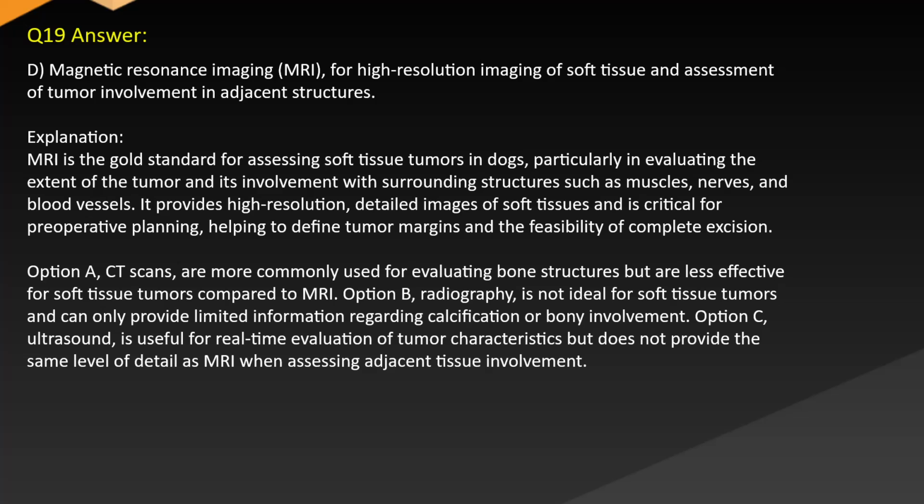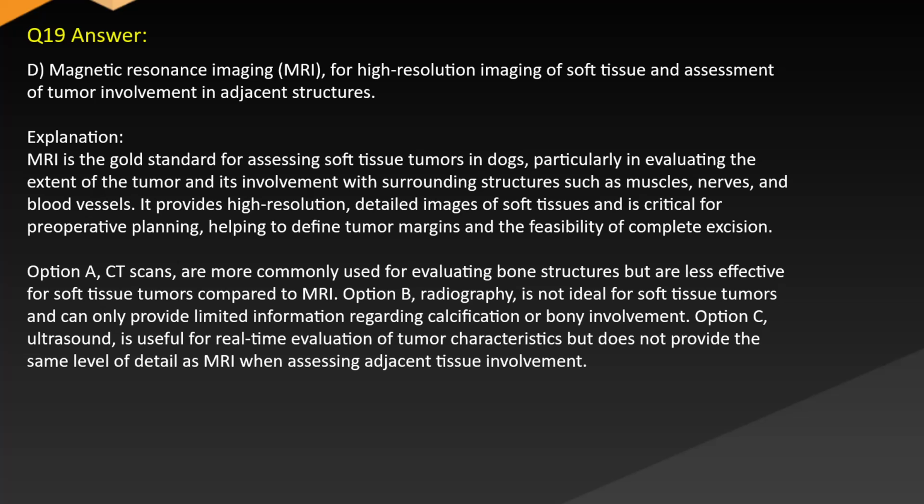Answer. D. Magnetic resonance imaging (MRI) for high-resolution imaging of soft tissue and assessment of tumor involvement in adjacent structures. Explanation. MRI is the gold standard for assessing soft tissue tumors in dogs, particularly in evaluating the extent of the tumor and its involvement with surrounding structures such as muscles, nerves, and blood vessels.